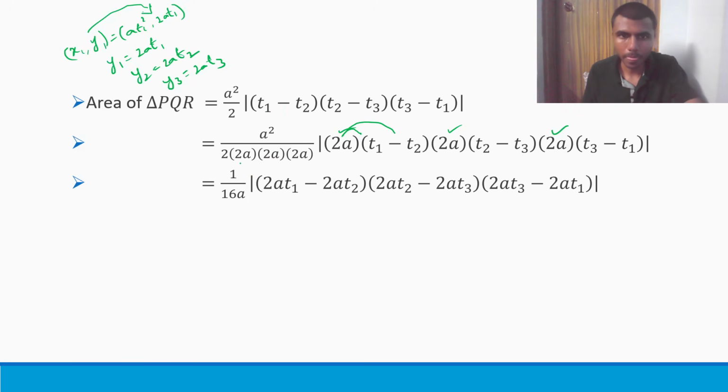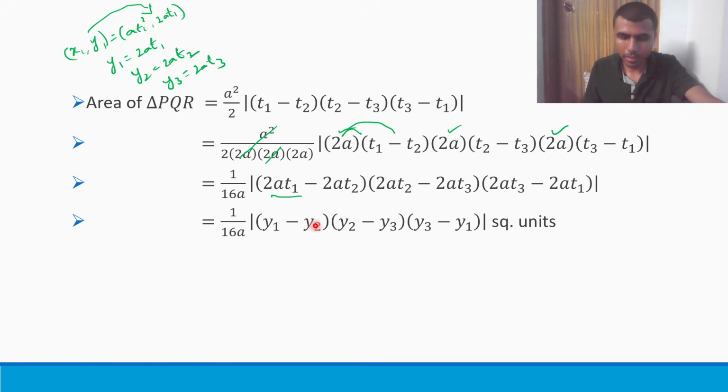Now something happened here. See, here a square is there. So one a and a square gone, and one a is left out, and 2 power 4 is 16. 2 into 2 is 4, 4 twos are 8, 8 twos are 16. Now as I mentioned, what is 2a t1? It's y1. So in place of this I would get y1, in place of this y2, again y2, y3, y3, y1. So 1 by 16a into modulus of y1 minus y2 into y2 minus y3 into y3 minus y1 square units.